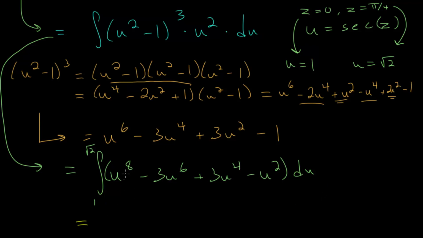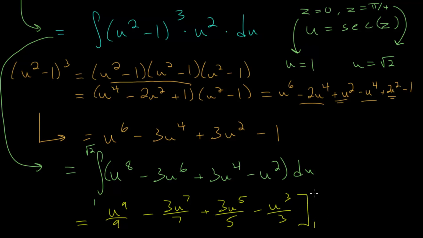We use the power rule. We raise the exponent by 1 and then divide by that new number. Here we raise it to the 7th power, then divide by 7. This goes to the 5th power. We divide by 5, and this goes to the 3rd power. Divides by 3, and we go between 1 and the square root of 2.